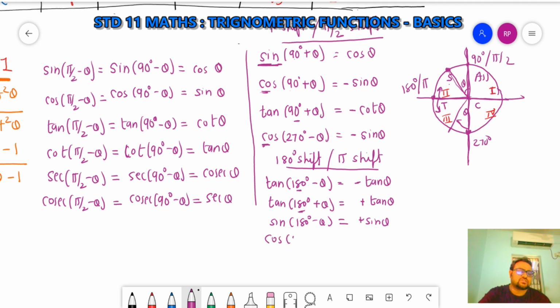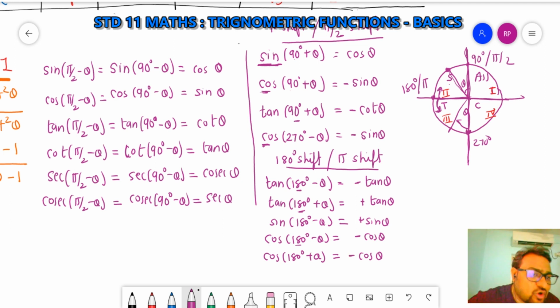If I take cos of 180 degree minus theta, as it is a 180 shift, it is cos theta. But 180 minus is the second quadrant. In the second quadrant, cos is negative. So it will be minus cos theta. If I take cos of 180 degree plus theta, as it is 180, it will remain cos. Now 180 plus is the third quadrant. In the third also, cos is negative, so I will take minus. Now this is also true for 360 degree.